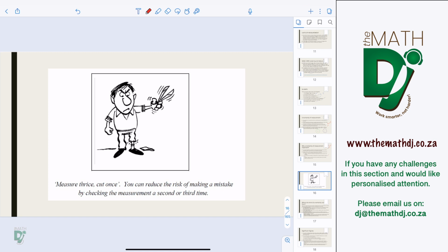So measure thrice, cut once. What it basically means is that when you are doing your measurements, you must be sure. It's better to measure more than once so that you can ensure that the result that you got is the same. So you can reduce the risk of making a mistake by checking the measurement a second time or a third time. That's why you can do the measurement, then the quality control comes and checks. This is one aspect of reducing making mistakes.